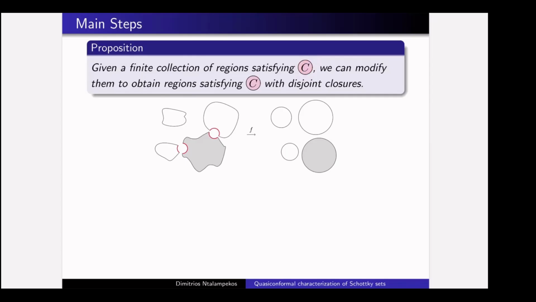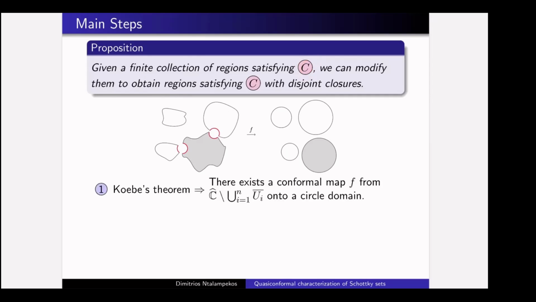But anyway, once we do this, then we can apply Koebe's theorem, which says that we can find a conformal map from this unbounded domain onto a circle domain. Of course, this conformal map is not defined on the entire sphere. Our goal is to find maps defined on the entire sphere, so we need to extend it everywhere. To do this, there's an intermediate step. We first prove that the map F is uniformly quasi-symmetric. And this is actually the hardest part of the proof.